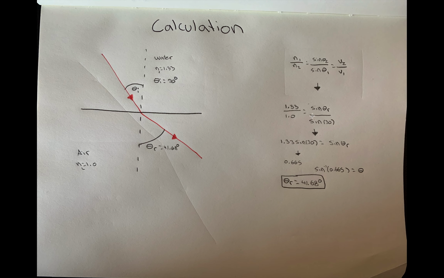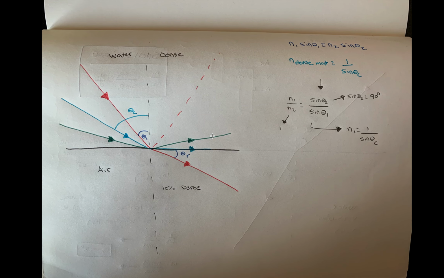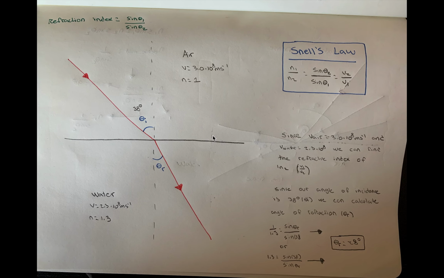From there, we can carry out a calculation with cross multiplication: 1.33 sine 30 degrees equals sine r, where r is our angle of refraction. Then we can calculate the inverse sine to find the angle of refraction. I hope that was clear and well explained. Thank you so much for listening.